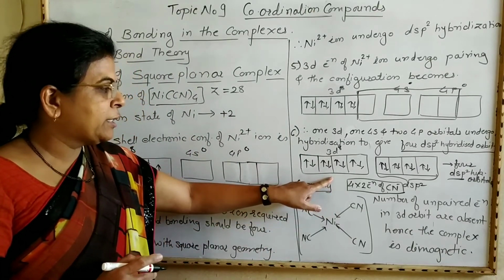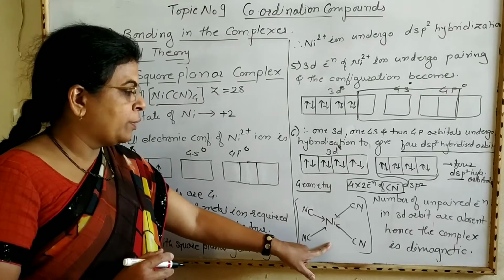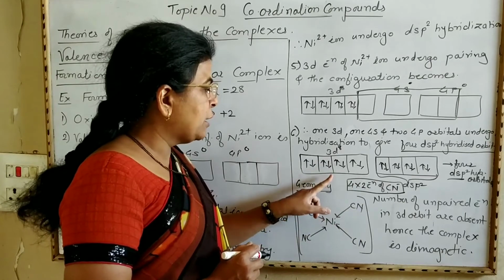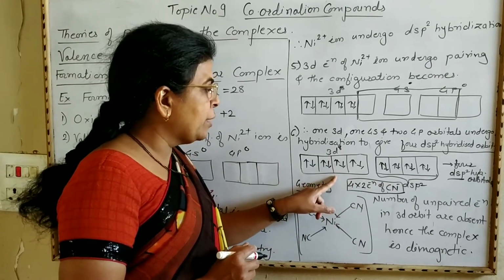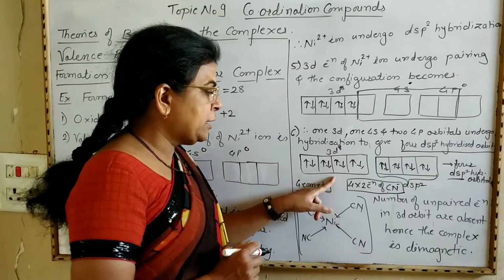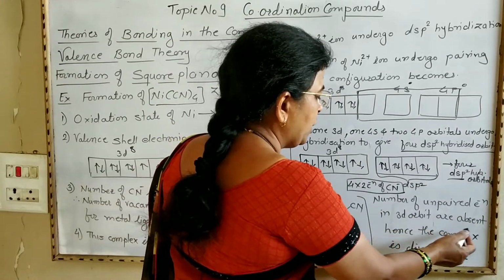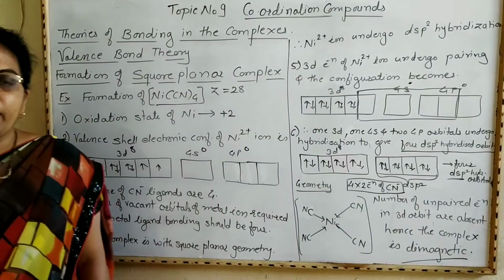That is, 4 nickel CN bonds are formed to form Ni(CN)4 complex. Now this complex has square planar geometry. This is the geometry of Ni(CN)4, and in 3d orbital the unpaired electrons are absent, and therefore this complex is diamagnetic in nature. That is, unpaired electrons in 3d orbital are absent, and hence the complex is diamagnetic in nature.